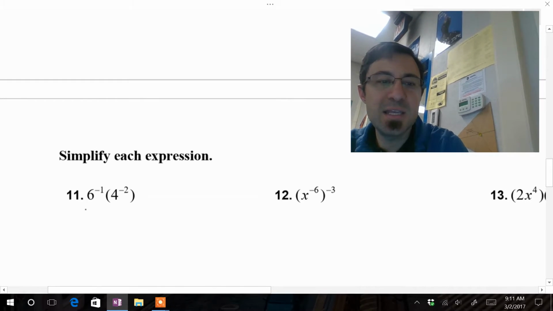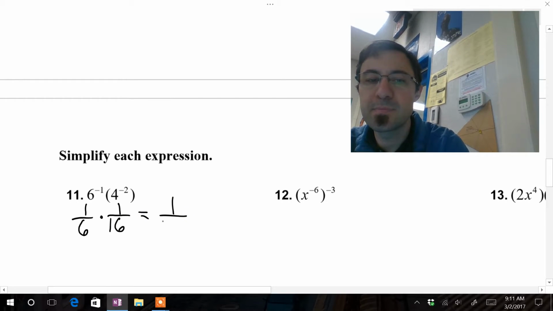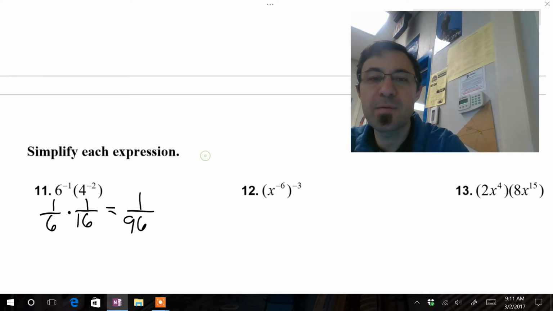Okay, 6 to the negative 1 is 1 over 6. 4 to the negative 2 is 1 over 16. What's 16 times 6? 96. So it's 1 over 96. 6 and 4 are not the same base, so we're not going to multiply those together before the exponents. We just simplify out from there.